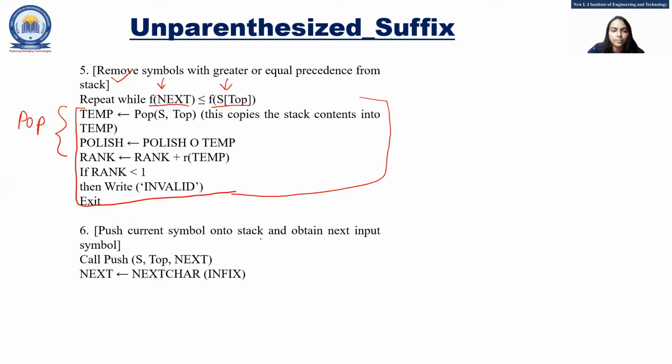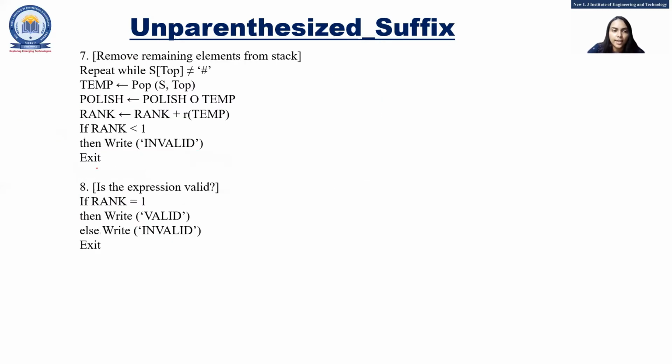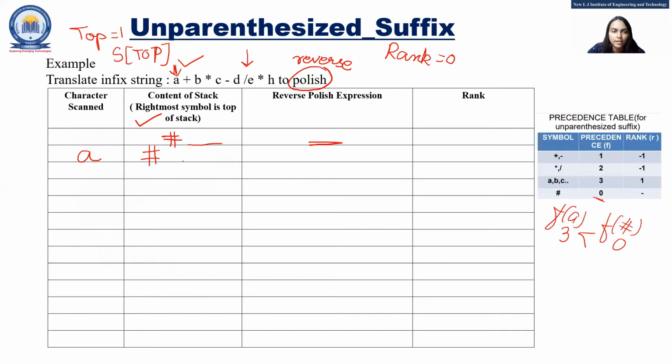We are going to step number 6, and in step number 6 it is written that we have to push whatever is there in next onto the stack. So we are pushing this A onto the stack. So now this is pushed over here, right? So this is the first step.